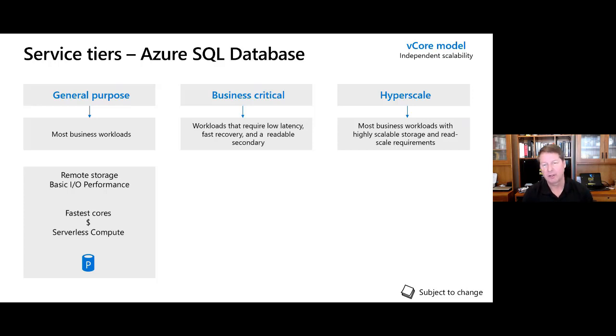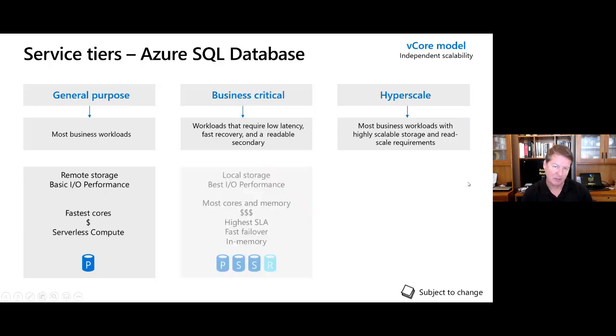Now, what about business critical? It's very similar to managed instance: local storage, best IO performance you're going to get of any of these choices. Here's where you're going to get more cores and more memory than any of the choices you have, all 3 of them. It's going to cost more, but you get your highest SLAs here. Your highest availability is going to come from this choice. Faster failover times because we're using replicas like in a managed instance business critical, and things like in-memory OLTP are only going to be available in this service tier.